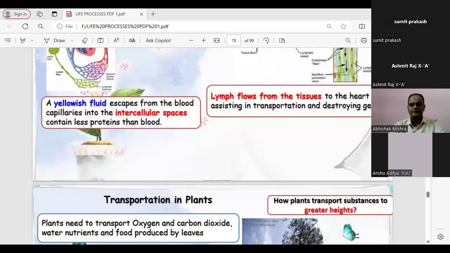Very good. All the students have completed their assignment. Okay, good. So students, our class is about to end. Now for today's assignment, you will prepare double circulation. And you will also practice the diagram of the human heart.